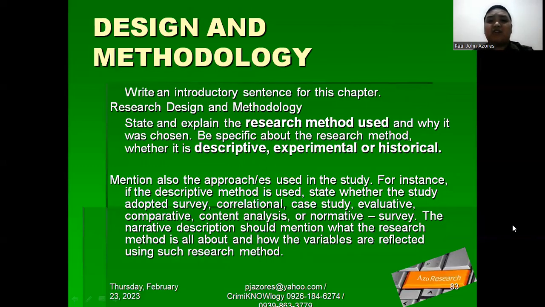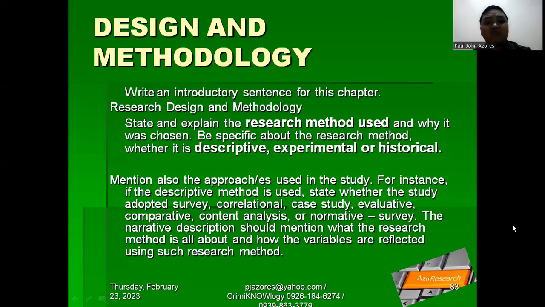Now, this is the pattern. After you write the research method that was employed in the study, you also must discuss why it was chosen. Be specific about the research method, whether it is descriptive, experimental, or historical. Usually, under criminological research, we are using the descriptive method. Therefore, define the descriptive method and then discuss why it was chosen. Mention also the approaches used in the study.